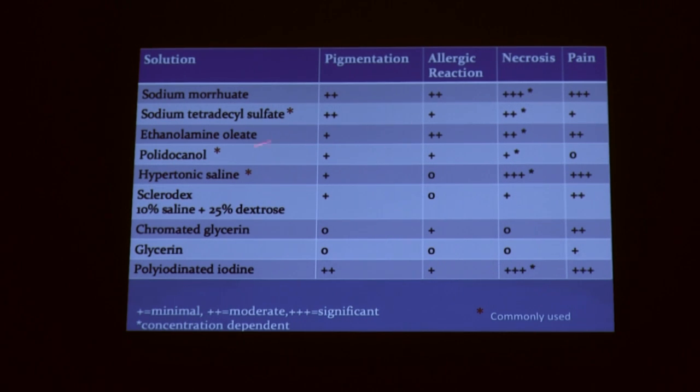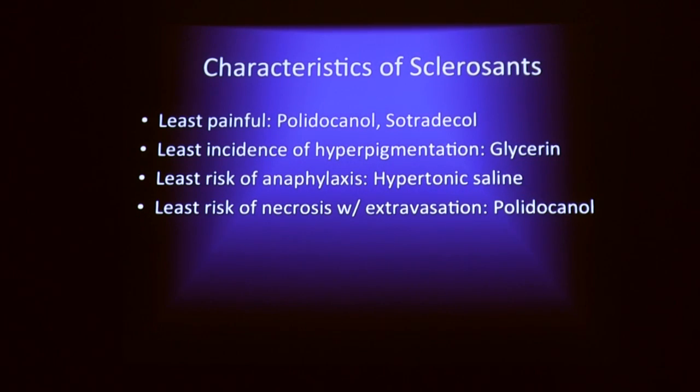We used to use sodium tetradecyl sulfate, sotradecol, we call it, and that too has a better profile than the saline, as you can see, but a sclera for this application is better for the smaller veins. We still use sotradecol, but we use it for our vascular malformations and for other things. So least painful is polydocanol or sclera and sotradecol.